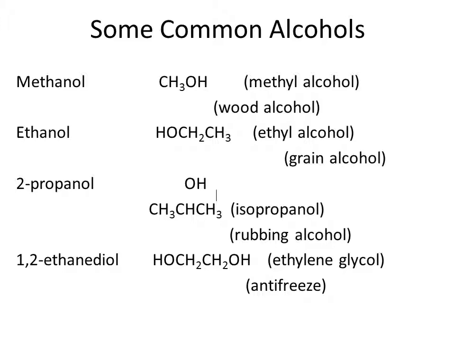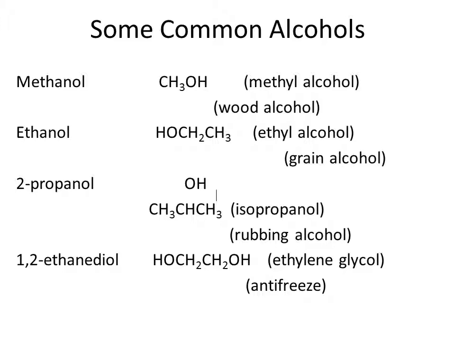We also have ethanol. And remember, we can write this in two different ways. We can write it HO, CH2, CH3, or we can flip it over and write CH3, CH2OH. Both of those are correct. A common name for this is ethyl alcohol or grain alcohol. And why is it called grain alcohol? Because it is produced by the fermentation of grain.